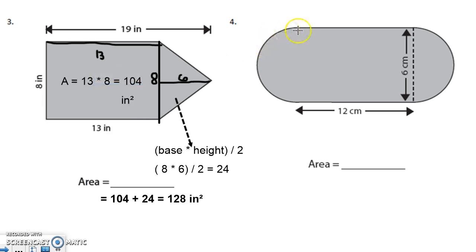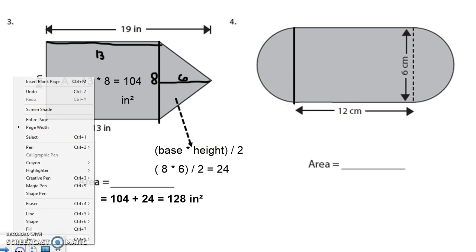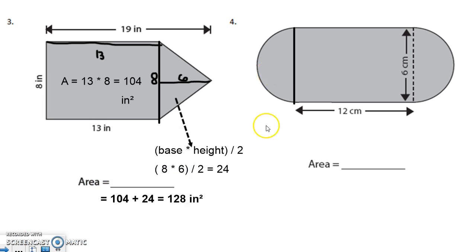This next one's kind of crazy, but notice you could split this here, and you have half of a circle here and the other half over here, and a rectangle in the middle. So we know how to find the area of a rectangle and the area of a circle. So this rectangle has a base of 12 and a height of 6. So to find the area, I would just do 12 times 6, which is 72 centimeters squared.